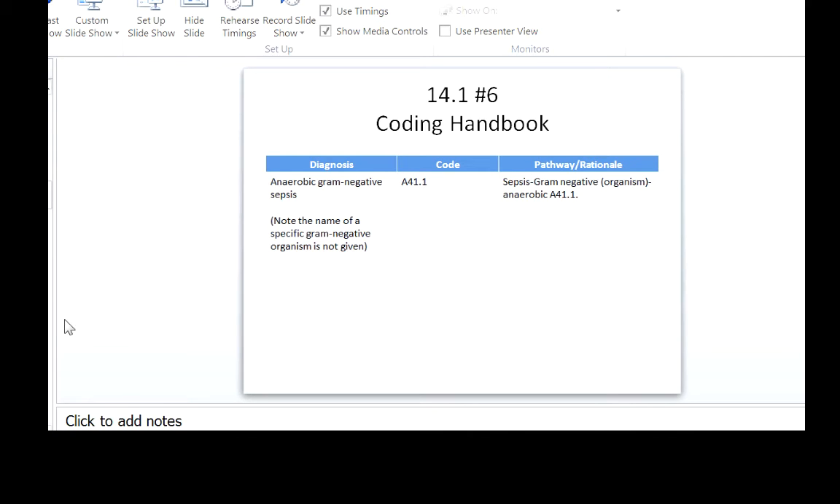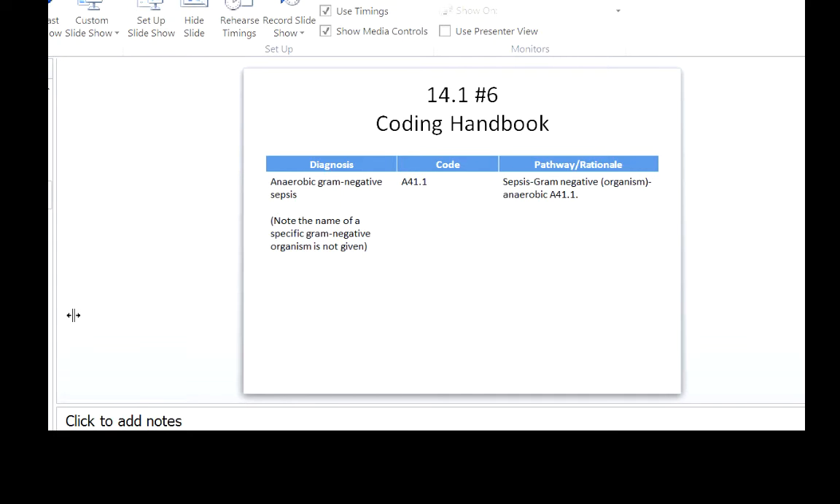All right, our next exercise is an anaerobic gram-negative sepsis. And the name of a specific gram-negative organism is not given in this case, but we're going to find when we start looking for our codes that we don't need a specific name. We just need to know that it's an anaerobic gram-negative. If you don't know the term anaerobic, that means this organism can grow without air, without oxygen. So that is significant in a deep wound, for example, is where we might see anaerobes growing.